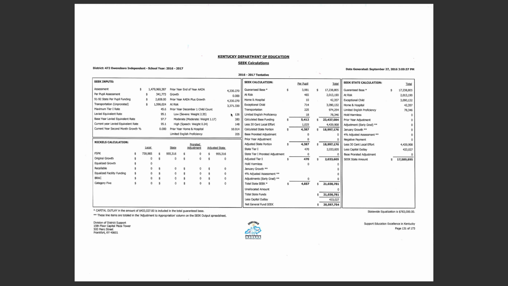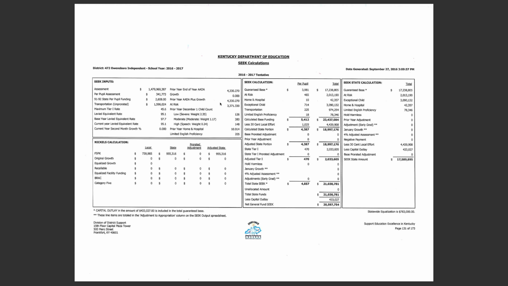And so you can see this is the overall number of students in each of these categories. So you can see 3,300 of the 4,300 are at risk. That means they qualify for free and reduced lunch, and of course get an additional add-on factor of 0.15 in the allocation. So that's additional money. You can see going over to the SEEK calculation per pupil, that adds $465 per pupil, which amounts to $2 million additional dollars for at risk.